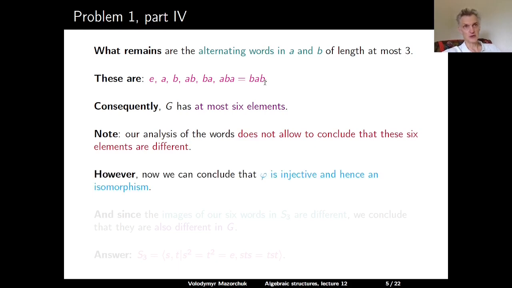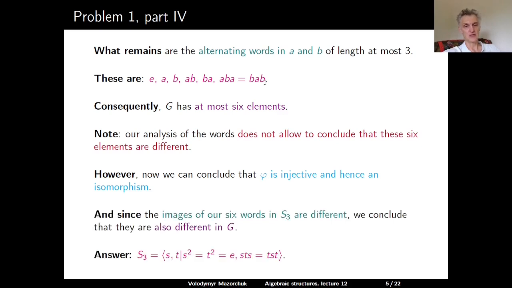So since G has at most 6 elements, and phi is a surjective map to a set with 6 elements, phi must be injective and hence an isomorphism, so it's bijective. And so, since the image consists of 6 elements, the original group must have at least 6 elements, so G has exactly 6 elements. And now we can formulate the answer to our problem.